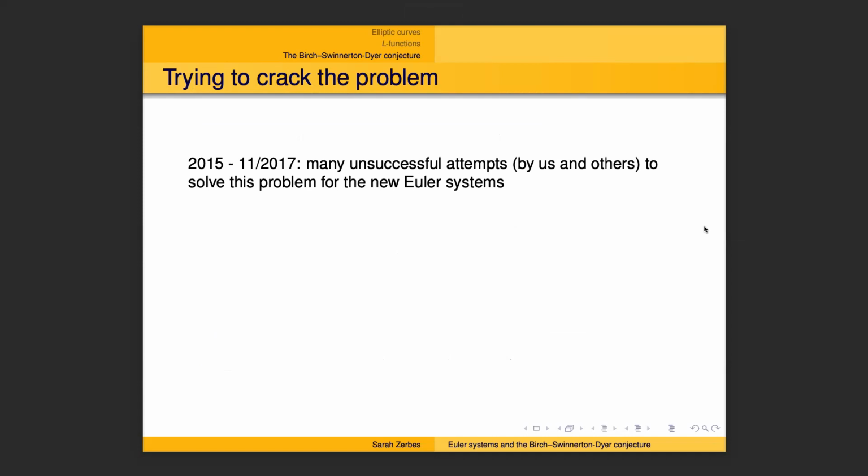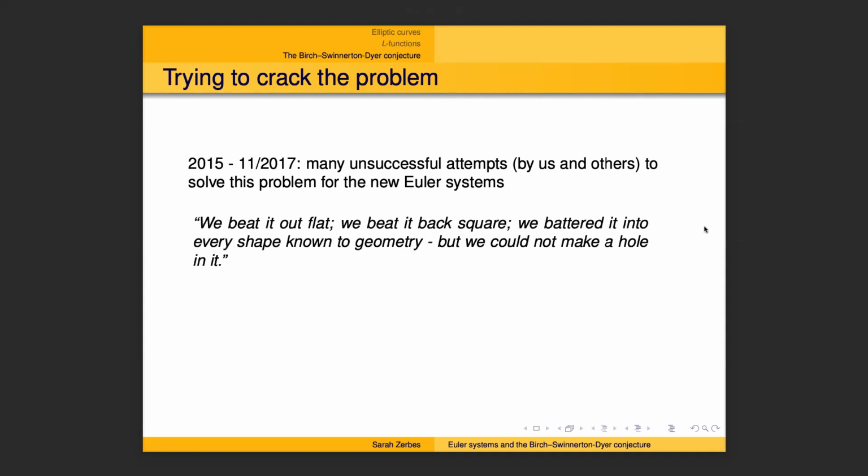Sometimes when I think back to this time, it reminds me of a quote from this wonderful book, Three Men in a Boat, by Jerome K. Jerome, where the three men try and open a tin of pineapples without a tin opener. The quote goes as follows: "We beat it out flat, we beat it back square, we battered it into every shape known to geometry, but we could not make a hole in it." Well, yes, I know the feeling.